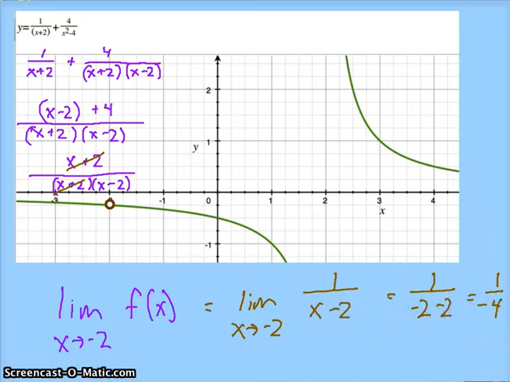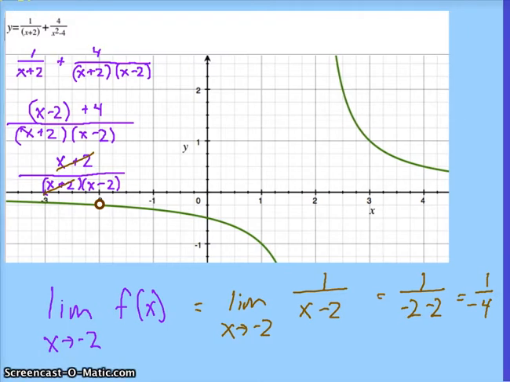So the limit turns out to be -1/4 or -0.25, and I hope that you can see that that matches here on the graph.